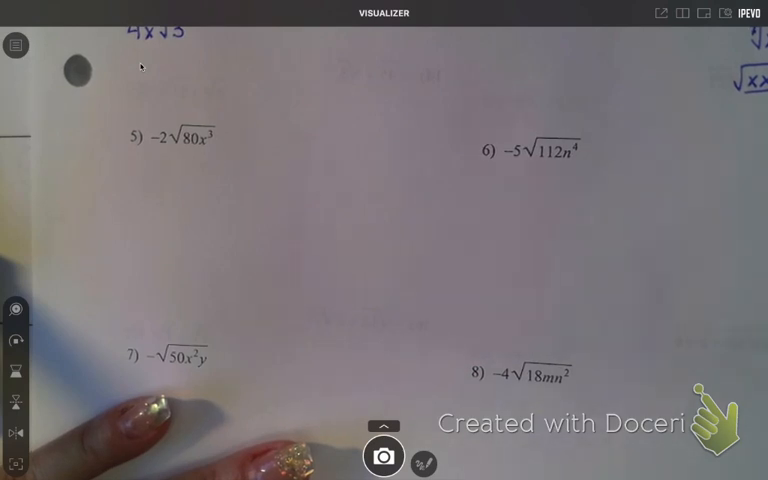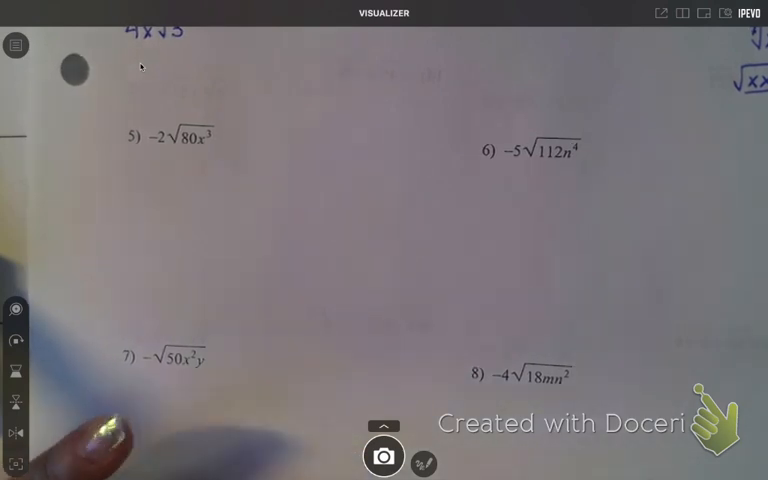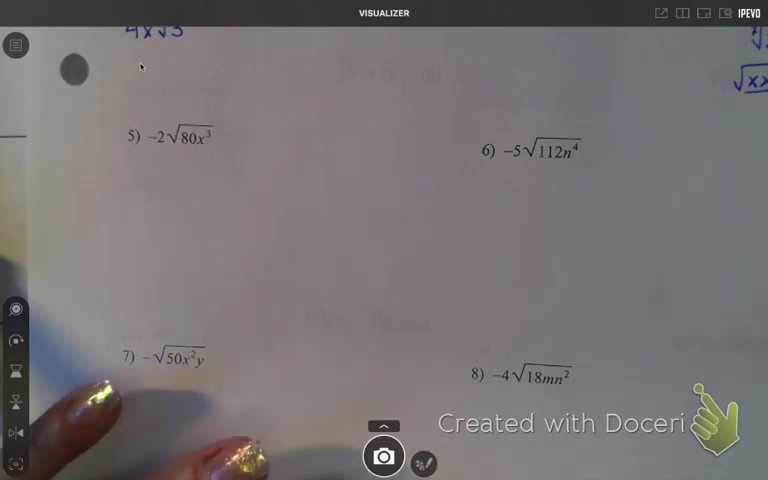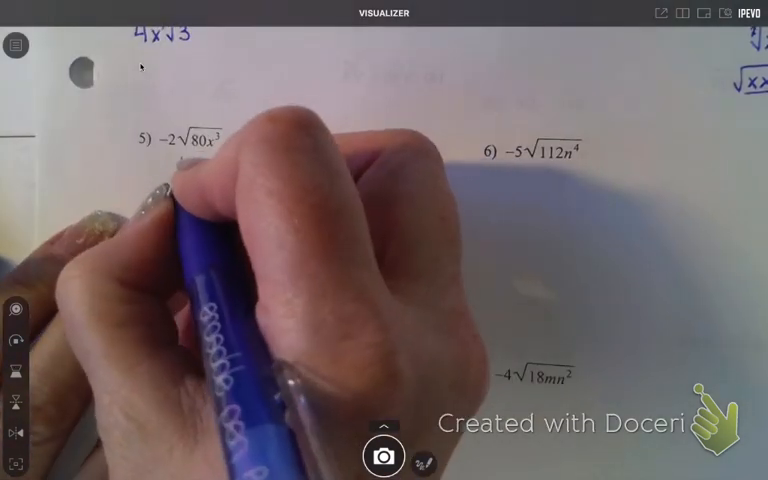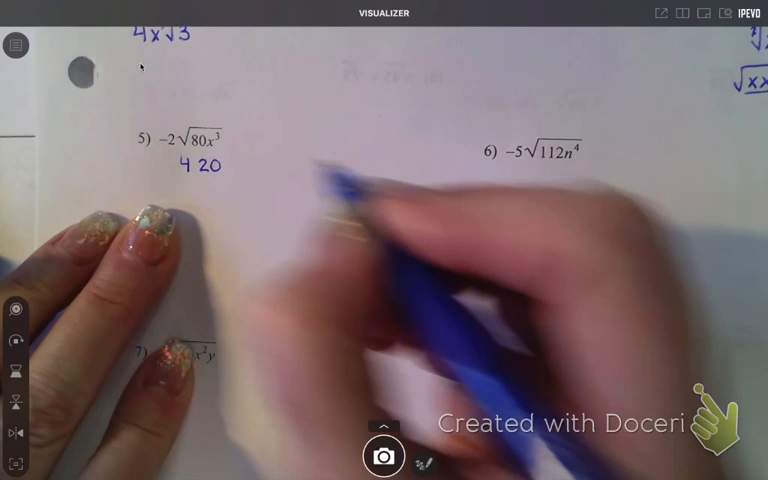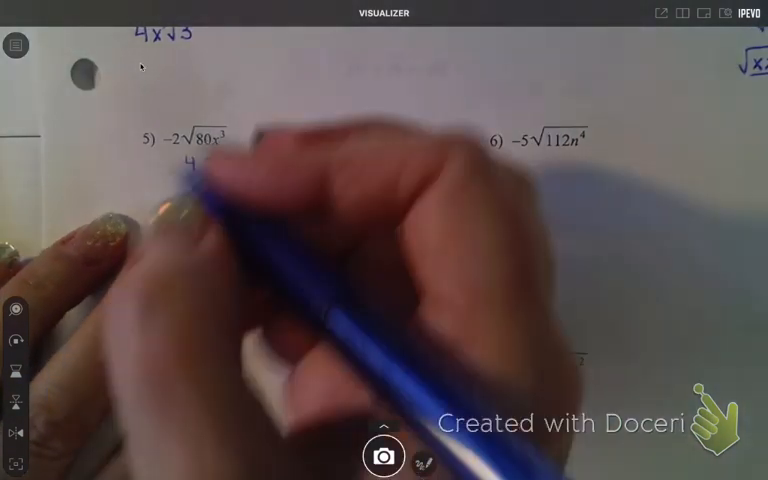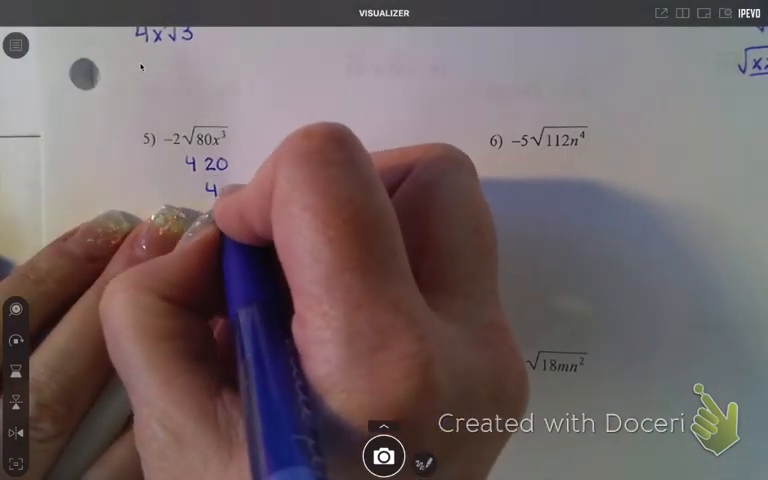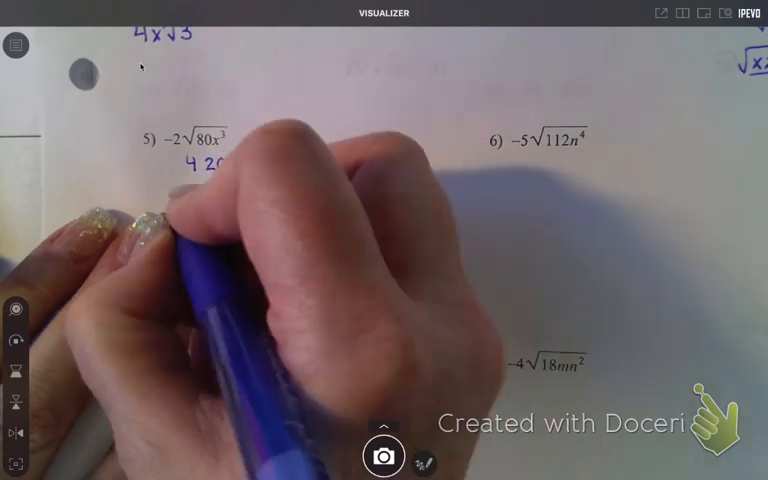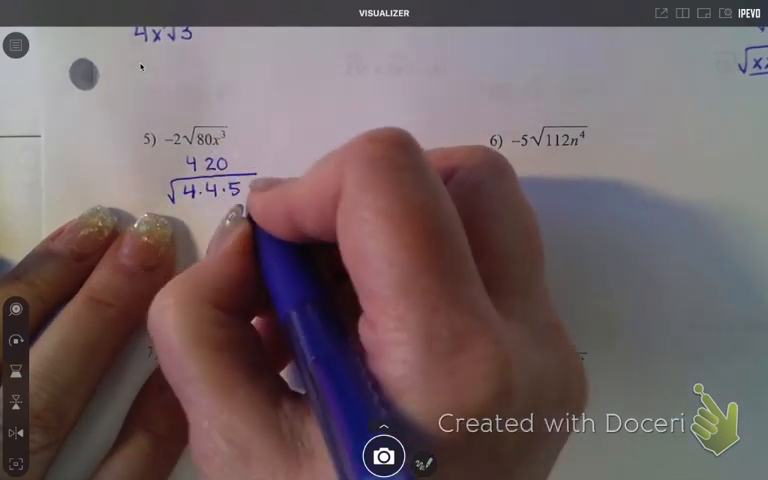4. Yes? I'm not asking for hard numbers, guys. At least 4. 4 and 20. Is there a perfect square in 20? Yes, 4. So I have 4 and 5. So I have 4 times 4 times 5 and x cubed.